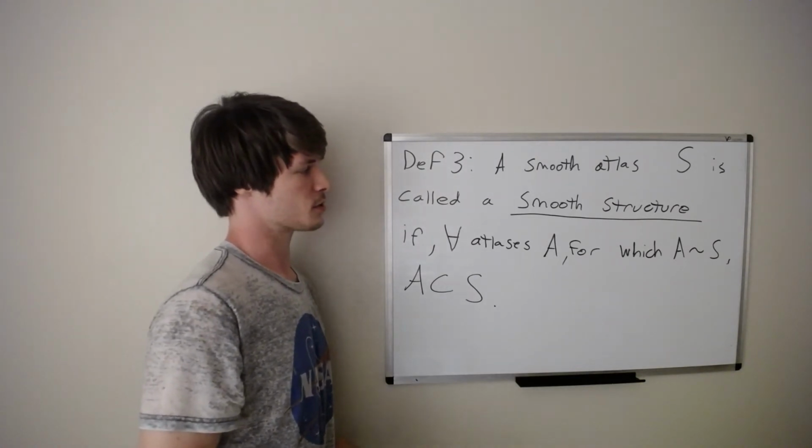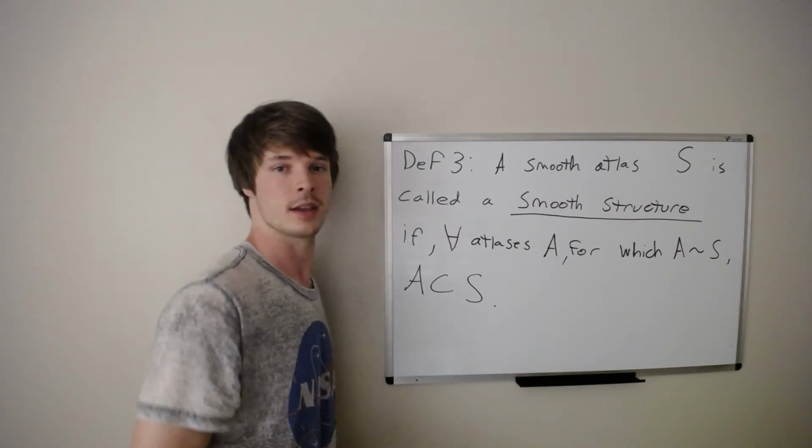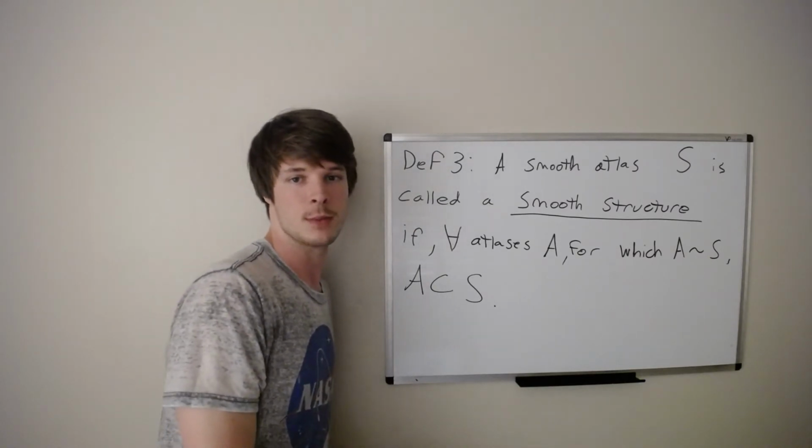And this will be actually a key part in my argument about the equivalence relation. So this is a smooth structure, and this is in fact that canonical choice of smooth atlas that I was mentioning towards the beginning.